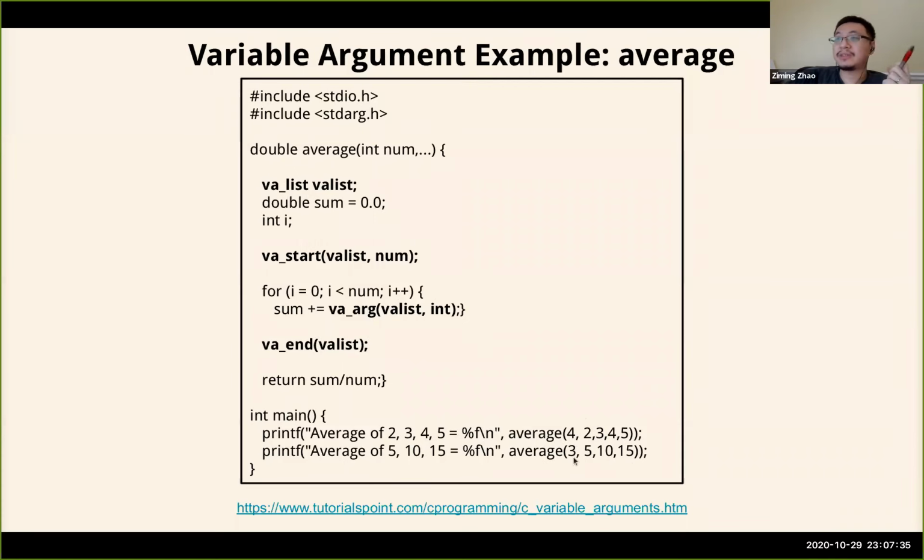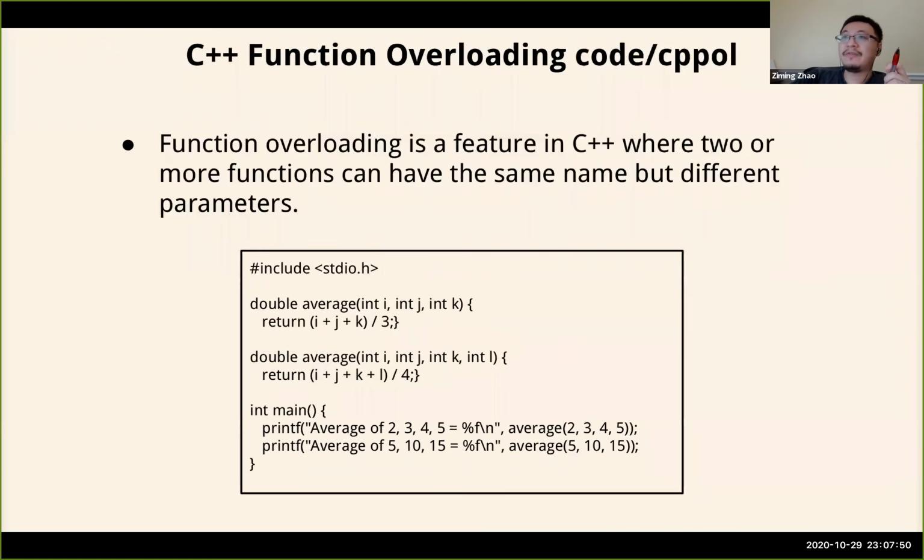Okay. So this is basically how you use this variable argument, how you implement a function with variable argument, and also how to call this. Okay. So if you ever programmed in C++, you notice that this is a little bit similar to one of the C++ features called C++ function overloading. Okay. However, they are totally different things. I'm going to show you in a minute.